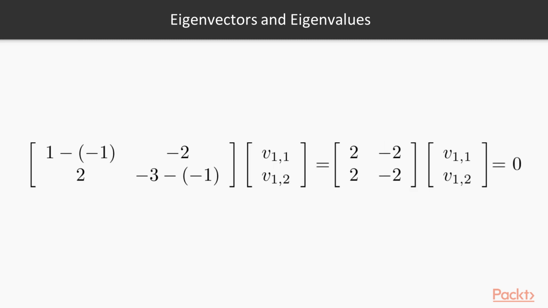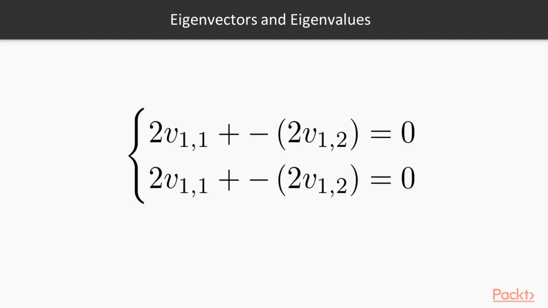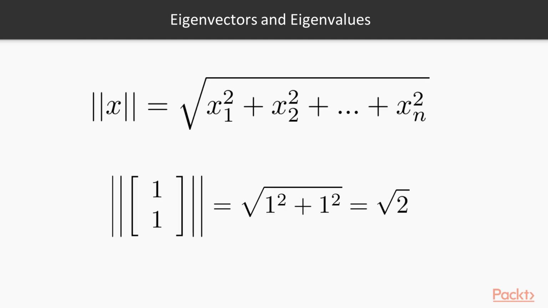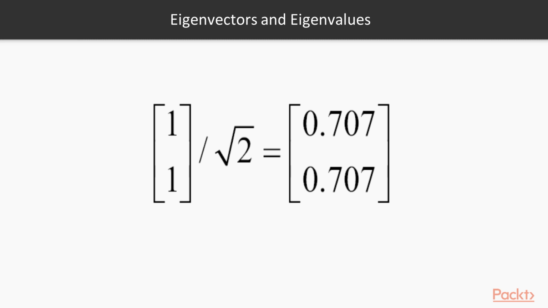We can then substitute in our first eigenvalue to solve for the eigenvectors. The preceding steps can be rewritten as a system of equations. Any non-zero vector that satisfies the preceding equations can be used as the eigenvector. PCA requires unit eigenvectors, or eigenvectors that have length equal to 1. We can normalize an eigenvector by dividing it by its norm, which is given by this equation. The norm of our vector is equal to the square root of 2. This produces a unit eigenvector.